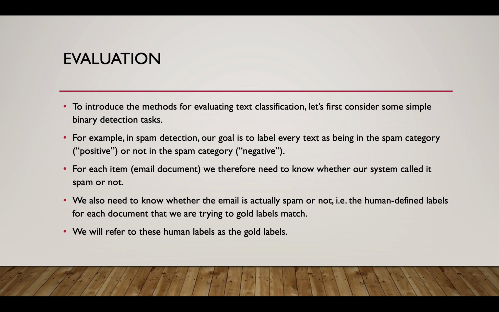To introduce the methods for evaluating text classification or any kind of classification, let's consider some simple binary detection tasks. For example, in spam detection, our goal is to label every text as being in the spam category, positive, or in the not spam category, negative. For each item, our email document, we need to know whether our system called it spam or not. We also need to know whether the email is actually spam or not. In other words, the human-defined labels for each document that we are trying to match. We will therefore refer to these human labels as gold labels.